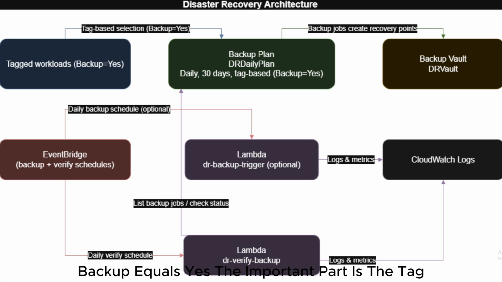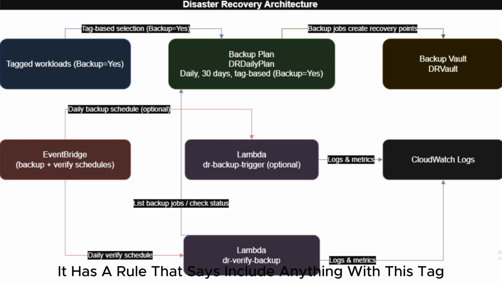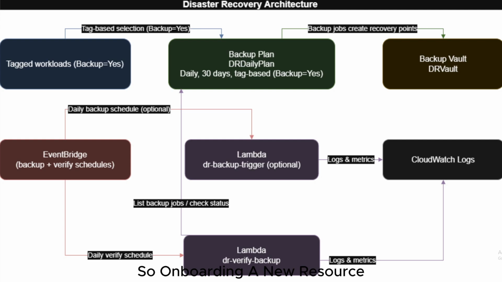The important part is the tag. Anything with the tag backup equals yes is automatically considered in scope for this DR plan. The first arrow is labeled tag-based selection backup equals yes. That's telling you how AWS Backup discovers what to protect. The backup plan doesn't hardcode ARNs. Instead, it has a rule that says include anything with this tag. So onboarding a new resource is as simple as adding that tag.